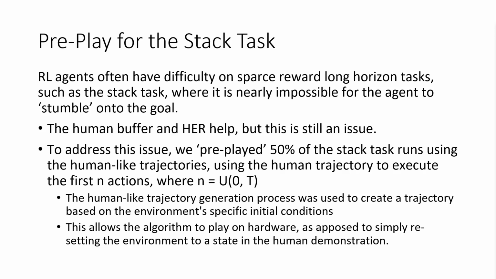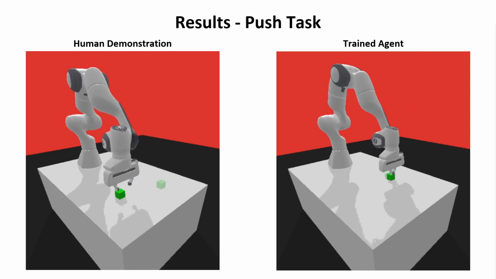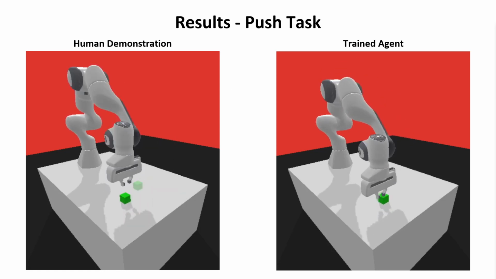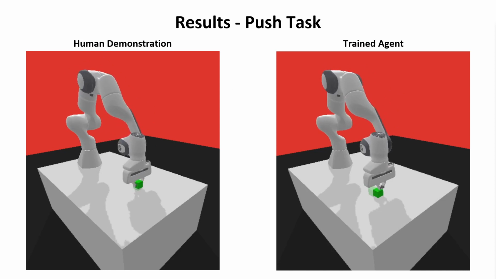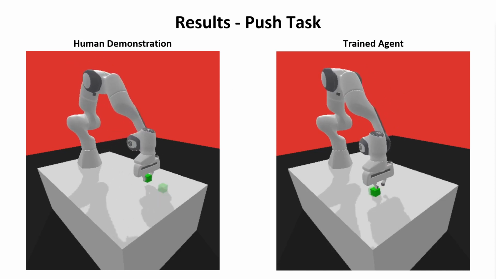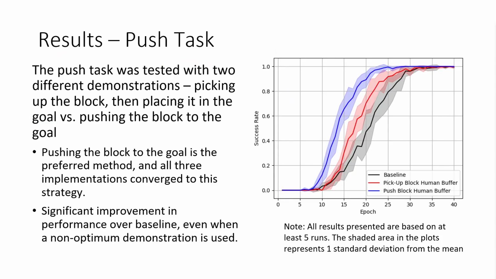We began testing with the simplest environment, the push task, where the agent must move a block along a table to a goal location. When training this agent, we tried providing 2 different types of demonstration, one where the user first picked up the block, carried it to the goal location, then set it down, and the second where the user just pushes the block across the table. Regardless of which demonstration is shown, the agent learns the more optimal policy of pushing the block across the table. However, the more optimal demonstration did lead to a greater increase in training speed.